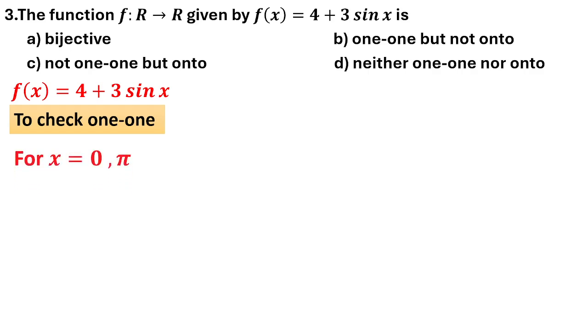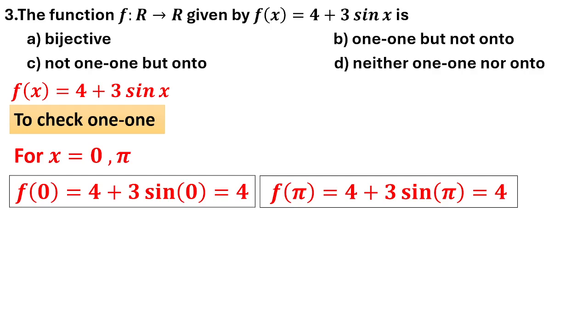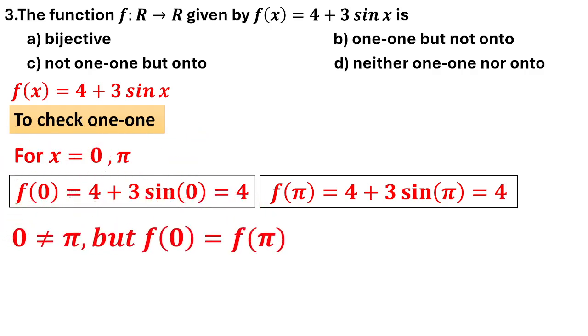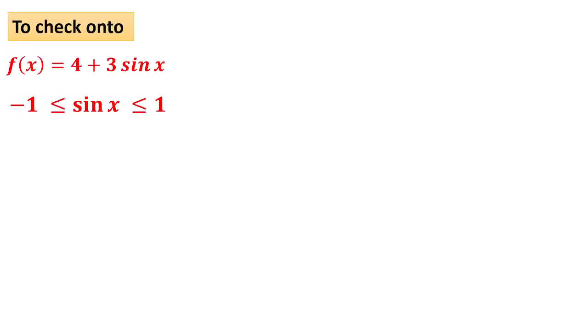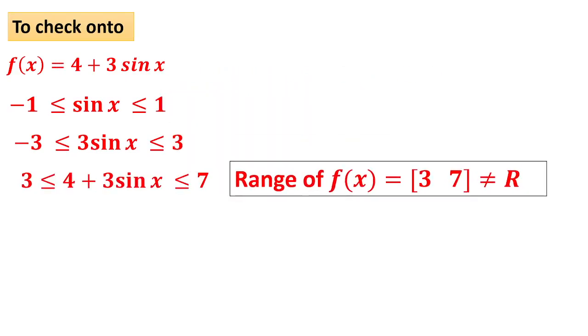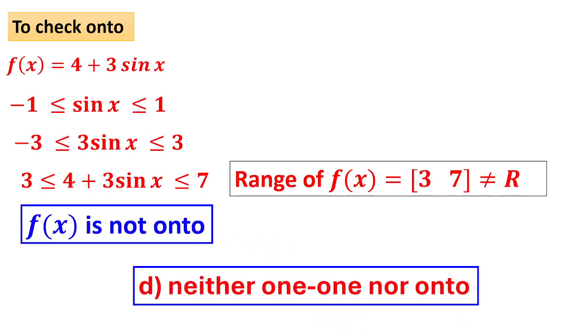To check 1 1, you know that you have to take 2 elements such that the elements are not equal, but their images are equal. Let us see what is f of 0. It is 4. F of pi is also 4. Therefore, 0 is not equal to pi, but their images are equal. Therefore, it is not 1 1. Let us go for onto. It is very simple. All of you know that sin x lies between minus 1 and 1. Therefore, 4 plus 3 sin x lies between 1 and 7. Therefore, the range lies between 1 and 7 only. Therefore, it is the closed interval 1 to 7, which is not equal to R. Therefore, range is not equal to codomain. Therefore, it is not onto. Therefore, it is neither 1 1 nor onto.